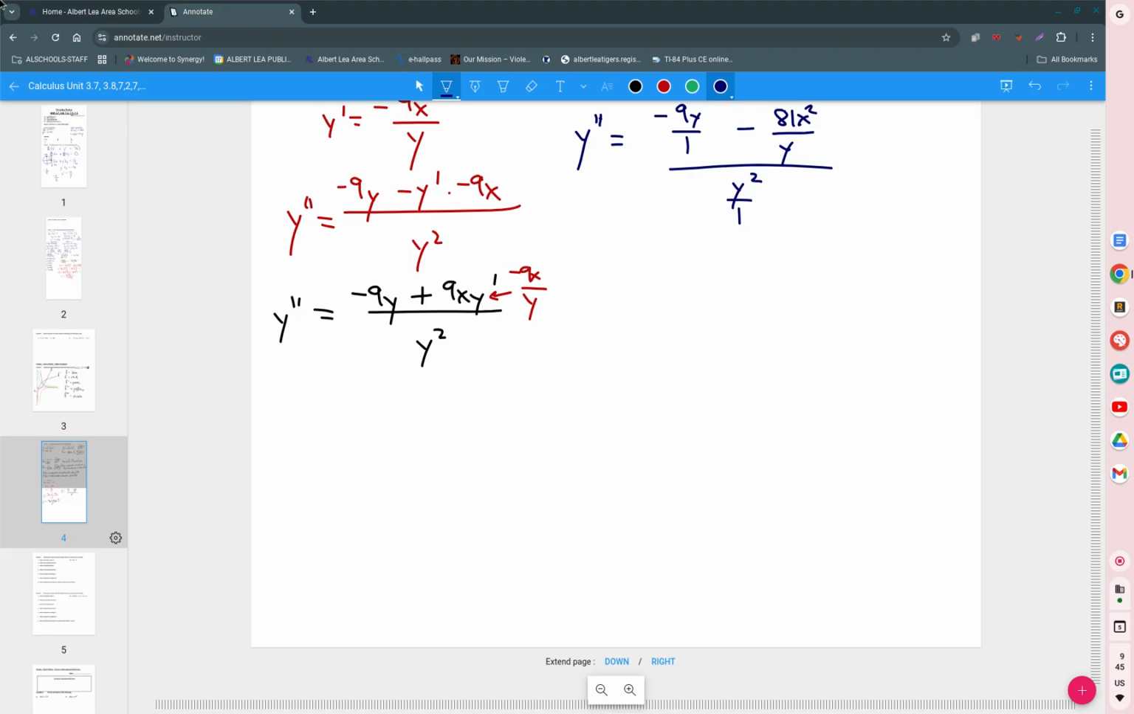In order to simplify a complex fraction, you need to have one fraction on top, one fraction on the bottom. So I need to create a common denominator, so multiply top and bottom by y. And in the top, we get a negative 9y squared minus 81x squared over y squared over 1. Now what? And I get negative 9y squared minus 81x squared over y cubed.